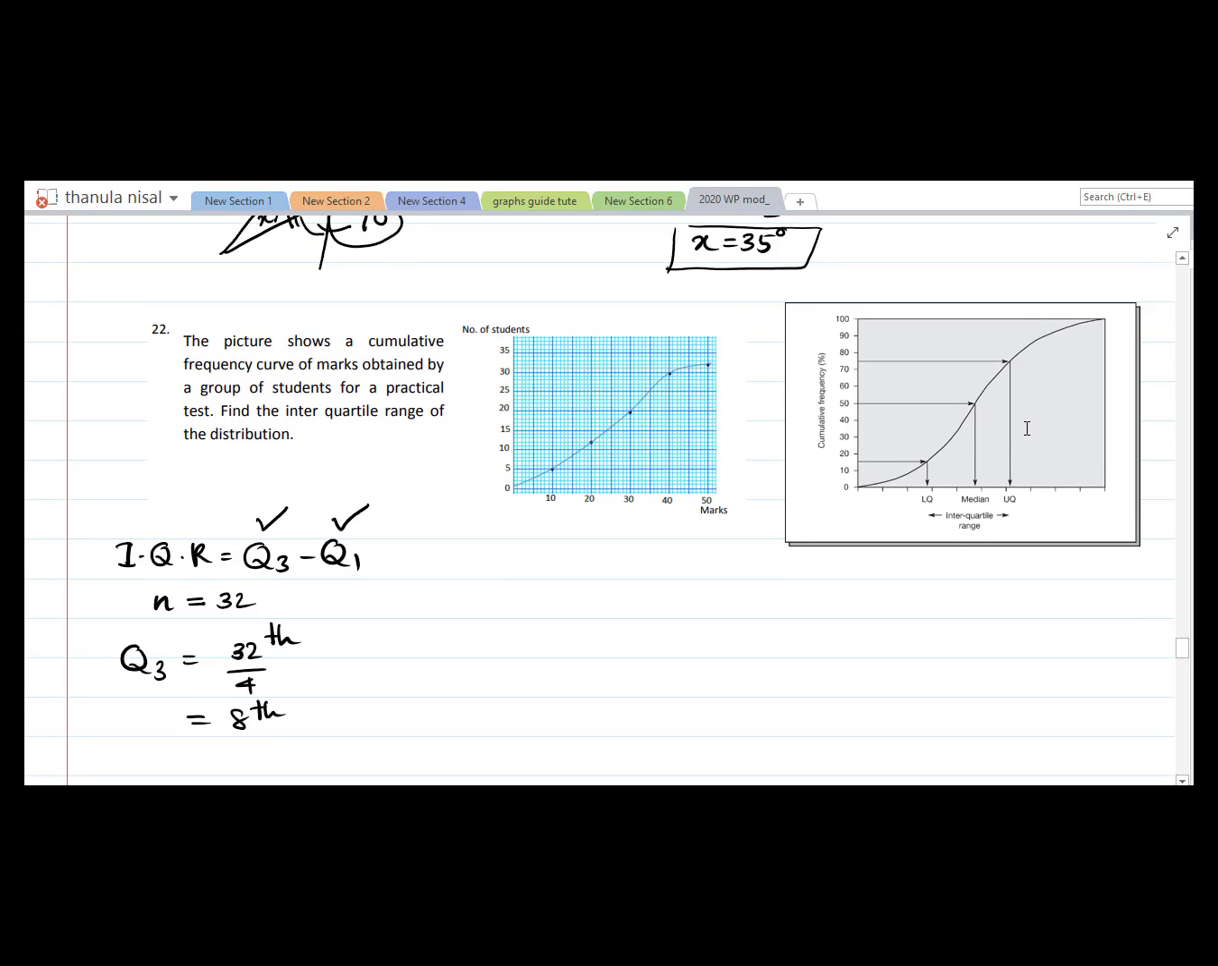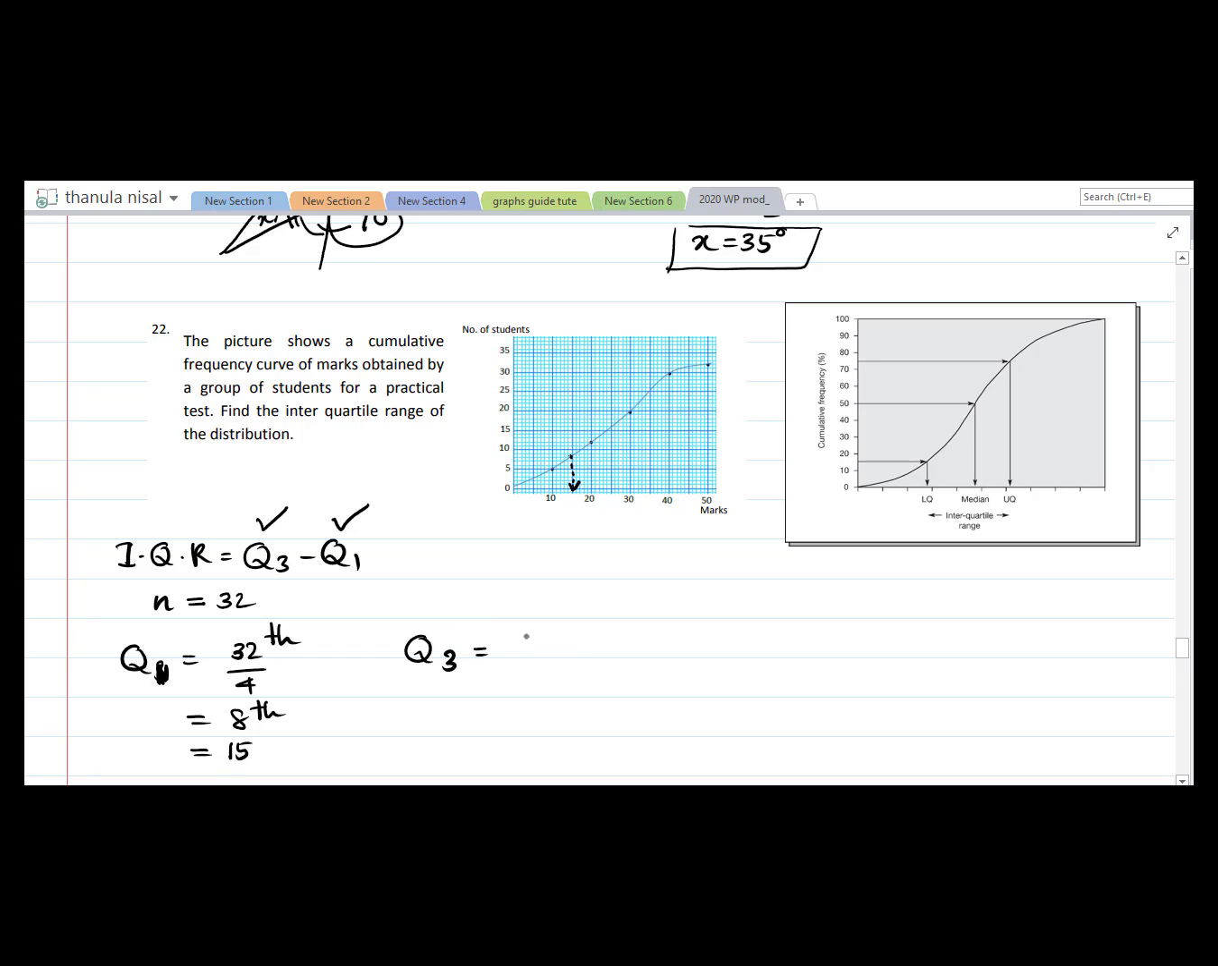Okay, let's find out. Here I can see something like this value. If we go through this vertical line, you can find out this value. Maybe it's 15. I'm sorry, this is Q1.